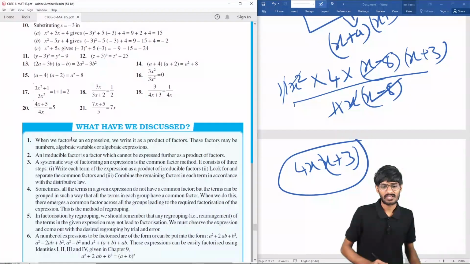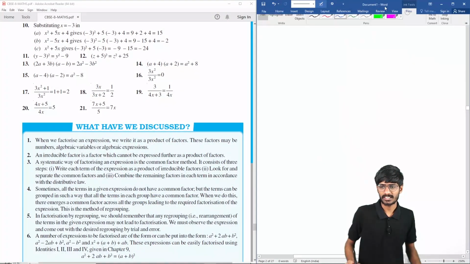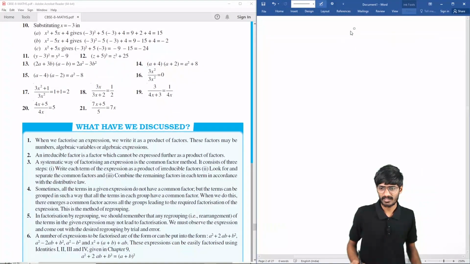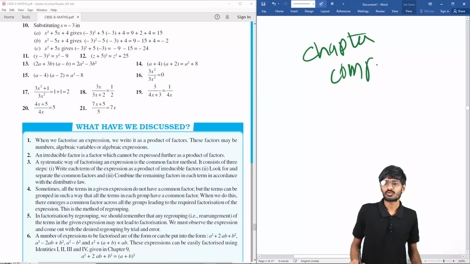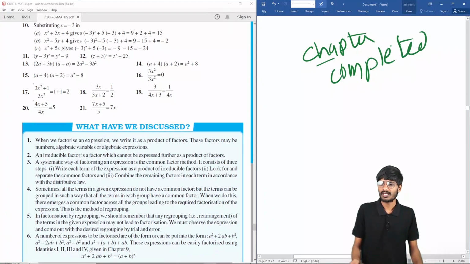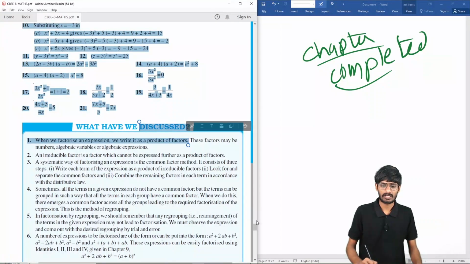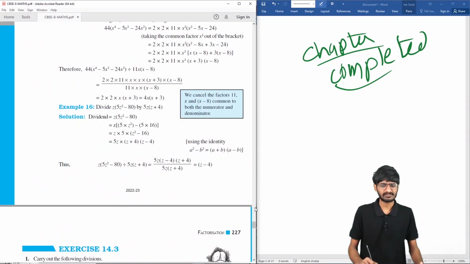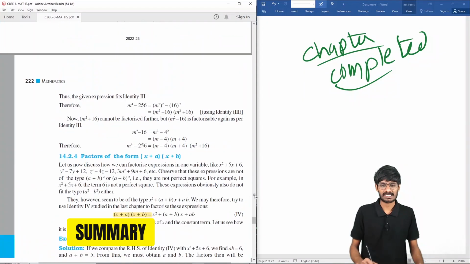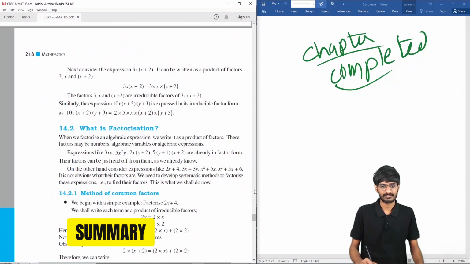That's it, students. So finally our chapter is completed, students. Hope we have understood well. So if you have any doubts regarding this chapter, these are the problems, so please do comment below. Then we will help you, we will reach out, students. So now we will see simply the summary of this whole chapter.